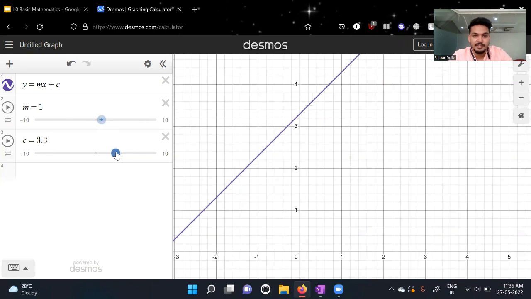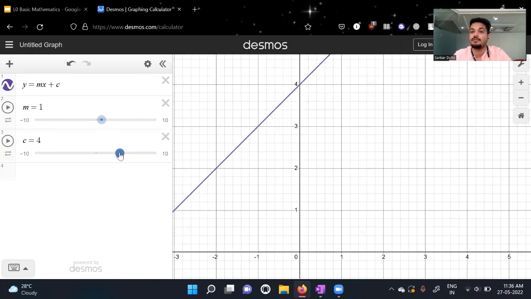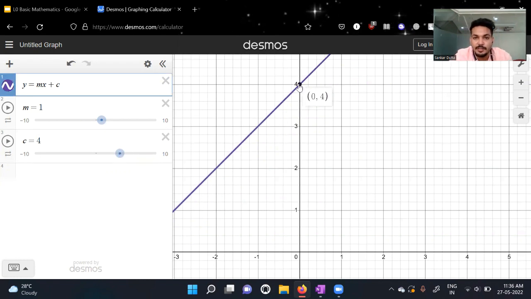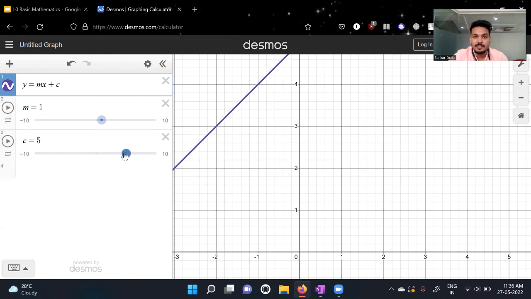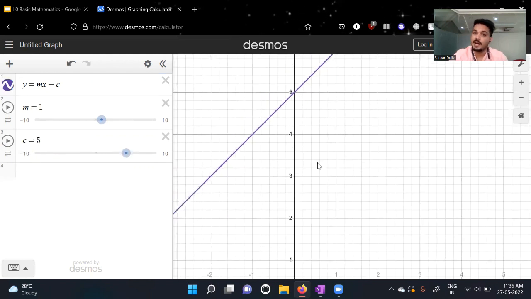I'm increasing the value. What is happening? The intercept, we call this the intercept, is the point where the line intersects the y-axis. The y-axis is like this, and this is the line. I'm talking about this particular point. You see 0, 4. This is where the line is intersecting the y-axis. If you increase the value of c, the line keeps on climbing up and up.